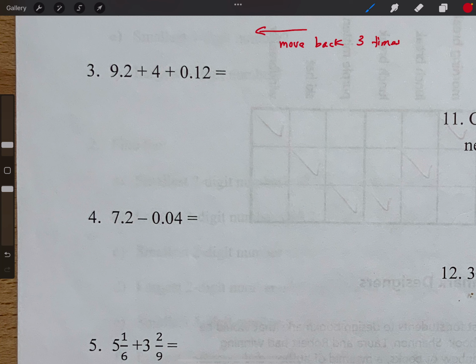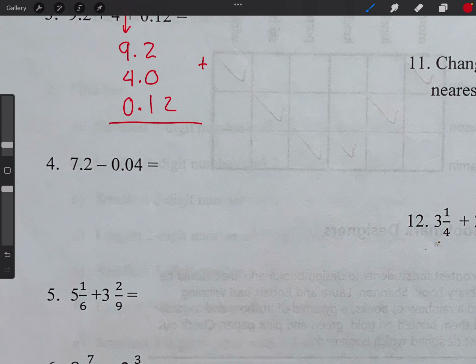Question 3. If you want to add the decimals, just make sure the decimals are in the right column. So 9.2 plus. Do not put the 4 here. This is wrong. The 4 is a whole number. All the whole numbers must go into this column. So you put a 4 here, and you can put a .0 if that helps. Next one is 0.12. Add them up and you can get the answer.